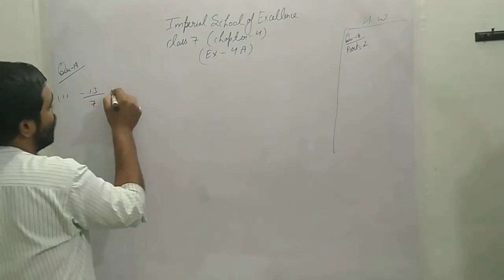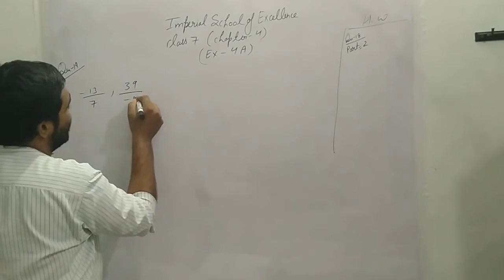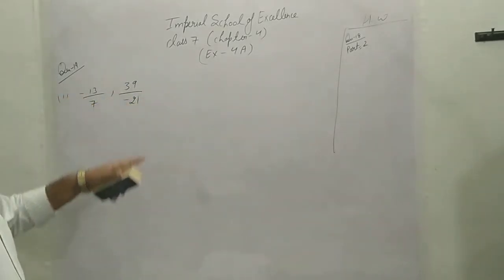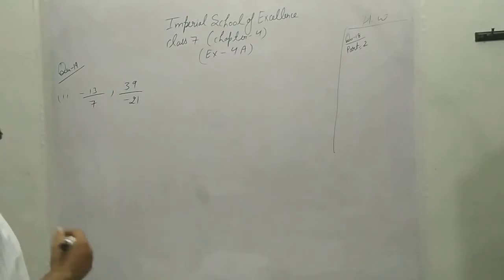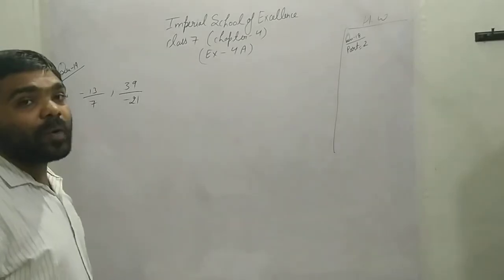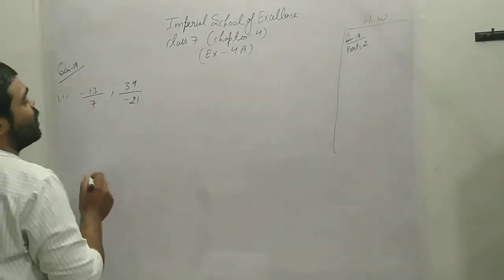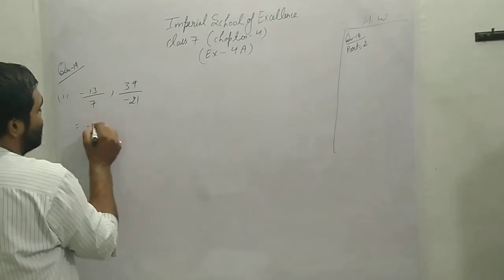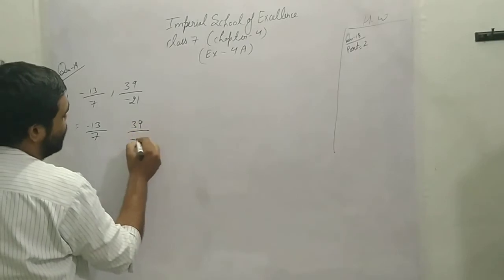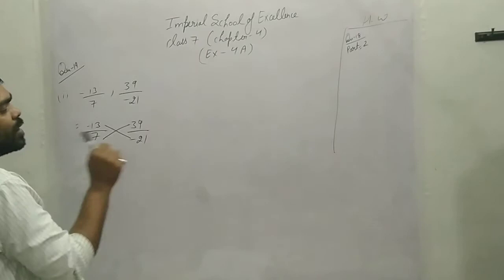-13/7, 39 upon -21. This pair is given to you. You have to find whether these pairs are equivalent rational numbers. First of all, what you have to do? You have to write -13/7 and here 39 upon -21. Do cross multiplication between these two.